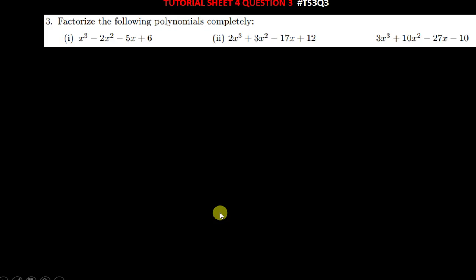So today we're looking at question 3 from tutorial sheet 4. The question is saying factorize the following polynomials completely. So how do you do the factorization? The first thing that you need to put in mind is that whenever you have been taught to factorize the polynomial, if you have not been given any factor to start with, you simply start by using what is called trial and error method. So how does that work?